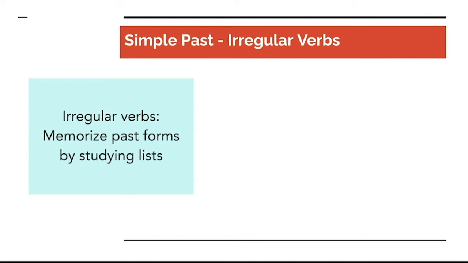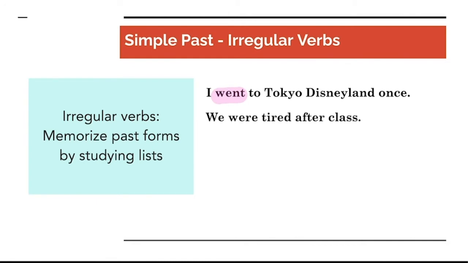But there are many irregular verbs in English as well. You have to memorize these forms. The past of go is went. I went to Tokyo Disneyland once. We were tired after class. We were. Tired here is an adjective. The verb is be. We were.